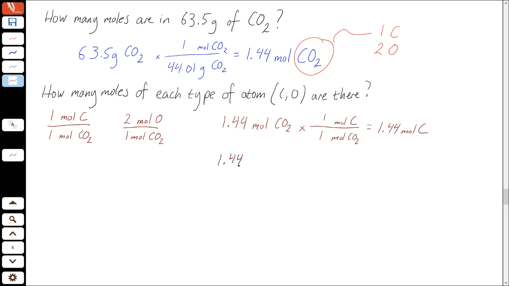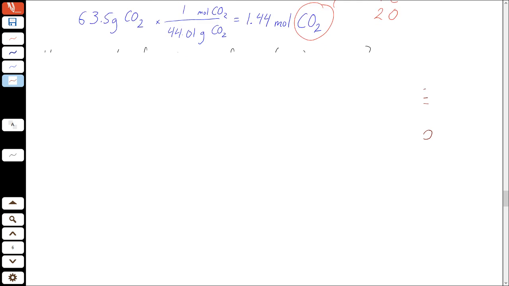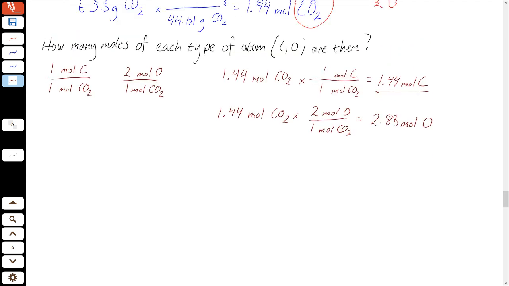Similarly, with oxygen, we can do the same thing. We just have 2 to 1 instead of 1 to 1. So there are 1.44 moles of carbon in 1.44 moles of CO2, and 2.88 moles of oxygen.